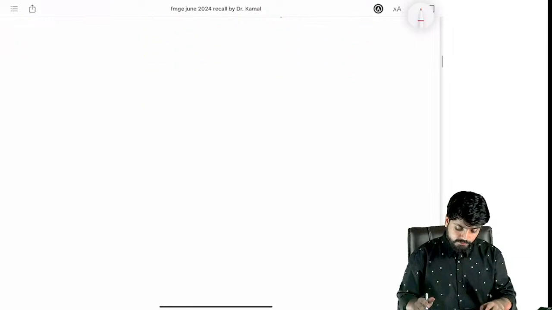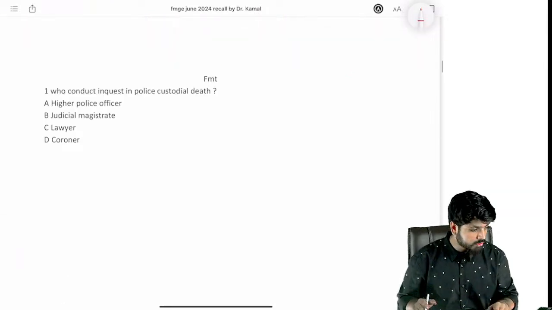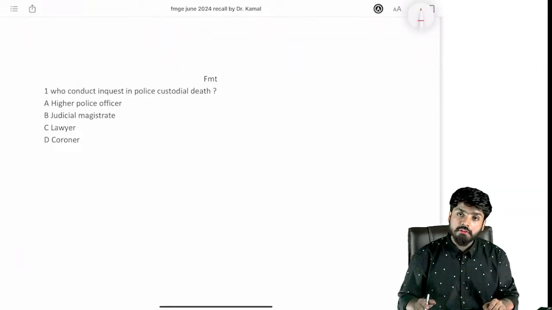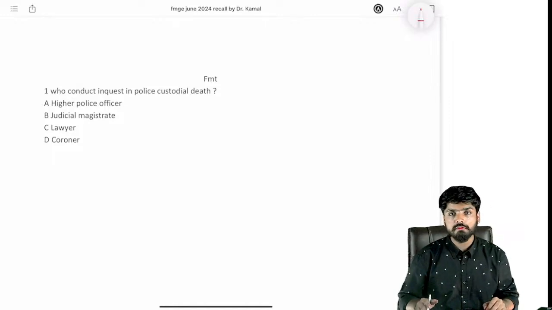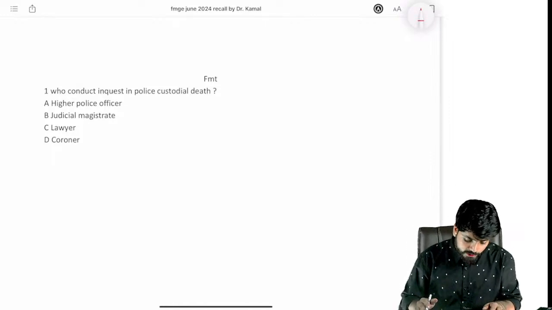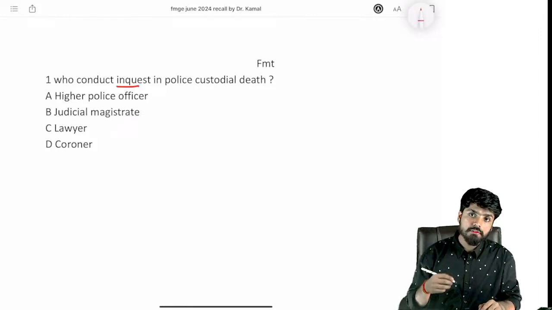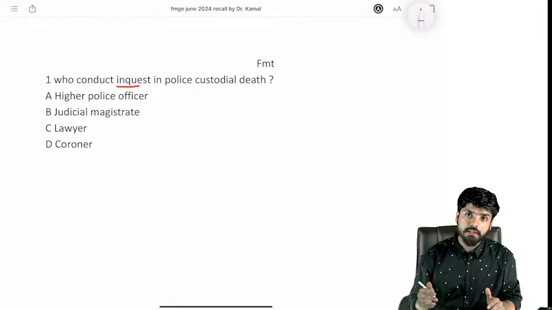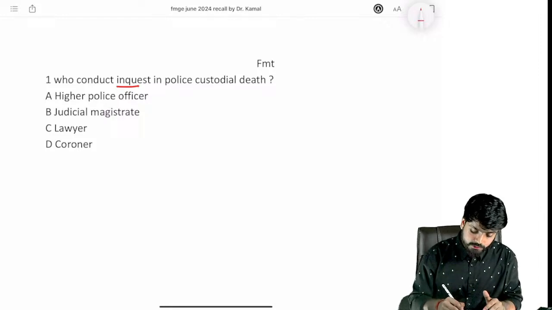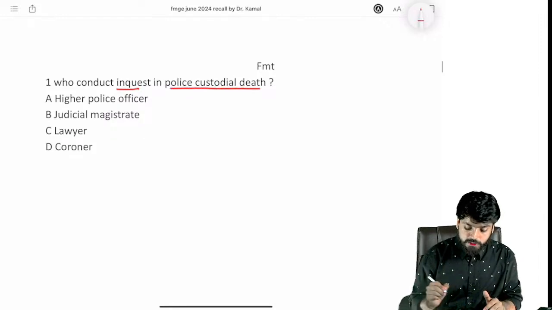Yes, moving on to the next. Now we are back with forensic medicine. Forensic medicine had quite a lot of questions, but most of them were easy ones. The first one is: who conducts an inquest? An inquest is an important inquiry that is required in case of police custodial death.